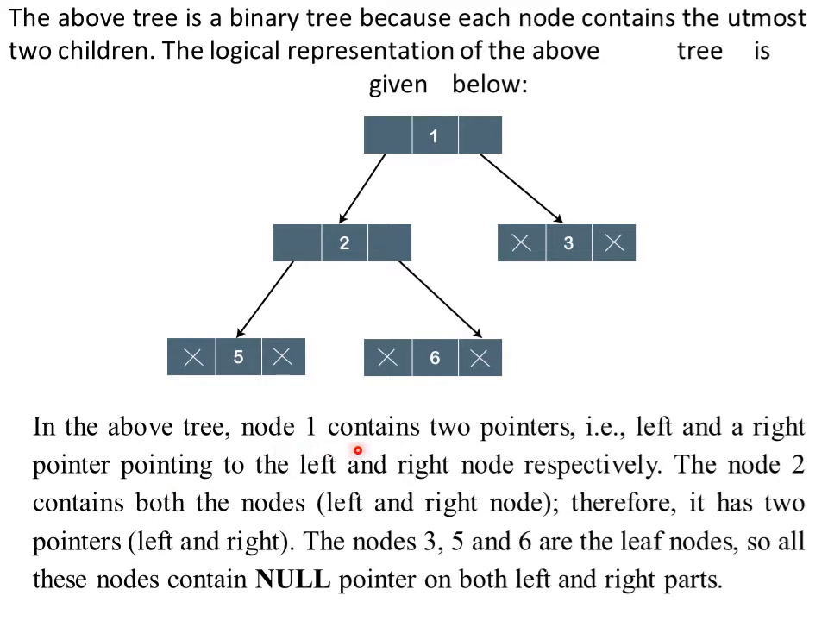In the above tree, node 1 contains two pointers, that is, left and right pointers to the left and right nodes respectively. Node 2, as you can see, contains both nodes, left and right, therefore it has two pointers. You can see node 3, 5 and 6 are the leaf nodes. So all these nodes contain null pointers on both the left and right parts.